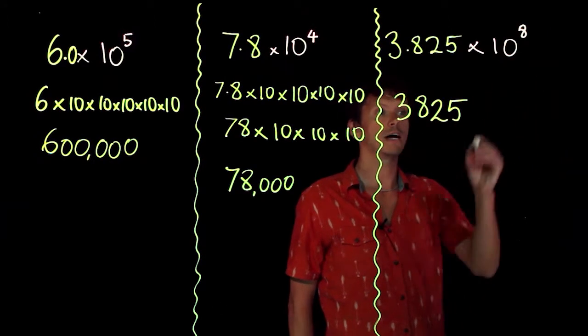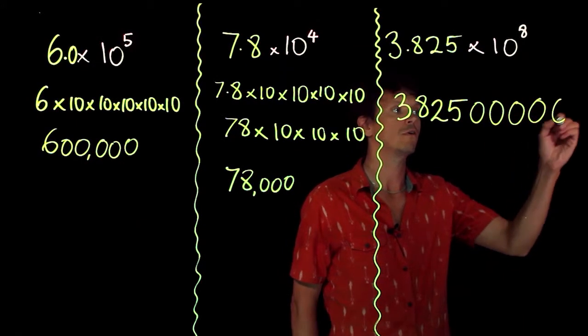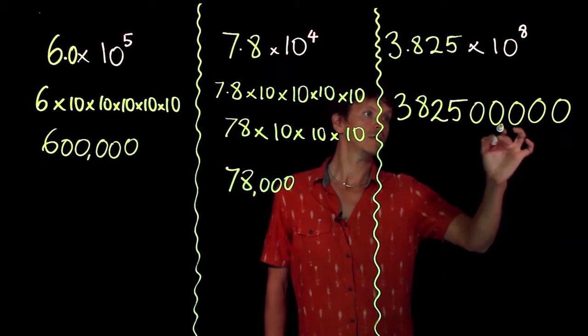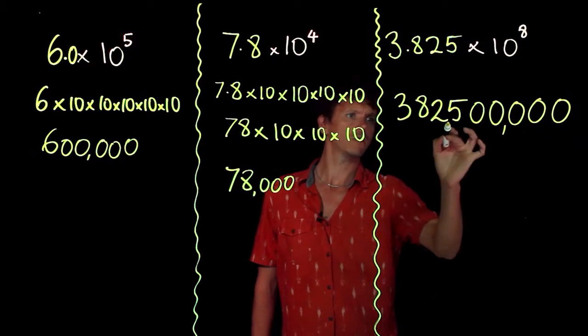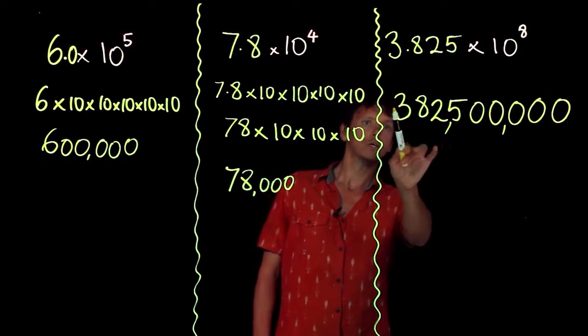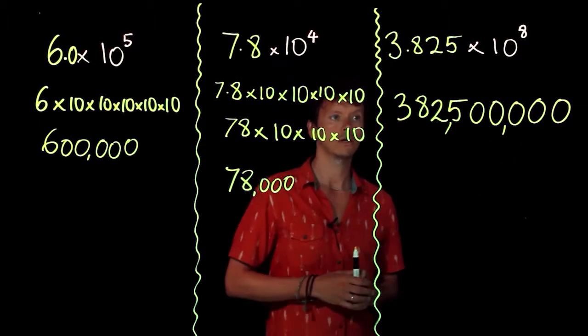I've still got 5 left, so I need to put on 2, 3, 4, 5 more zeros on the end. And if we put some commas in just to make this very long number a little easier to read, we can see that we've got 382,500,000 converted into a longhand decimal number.